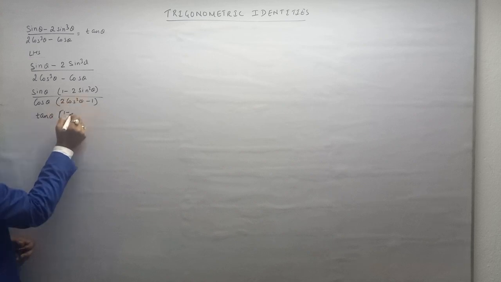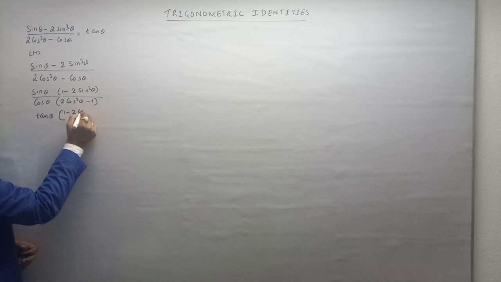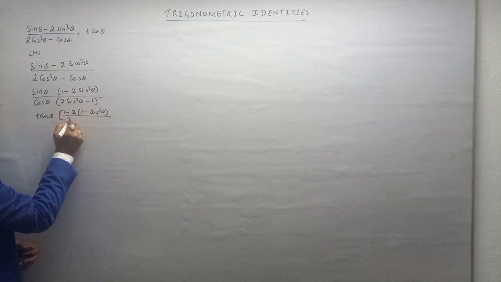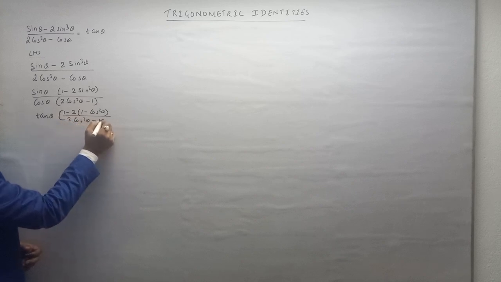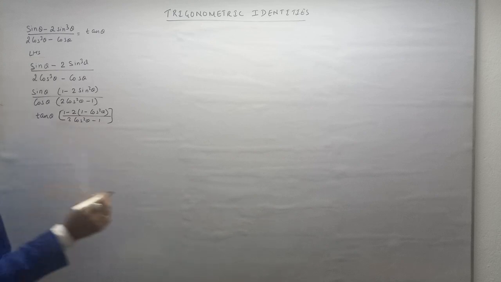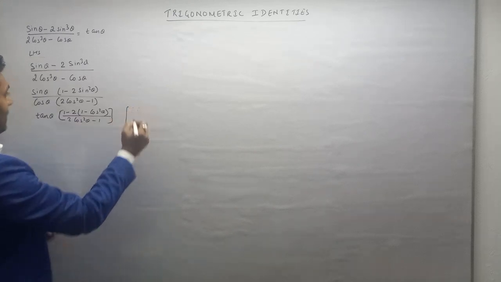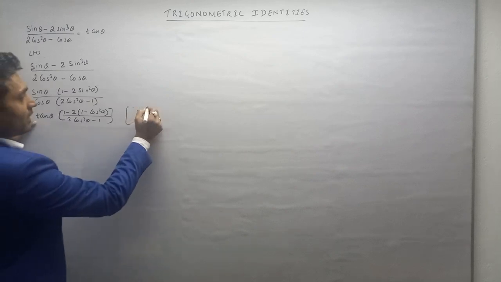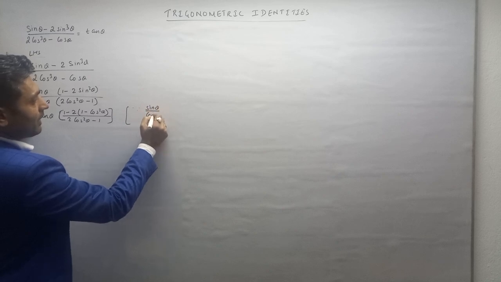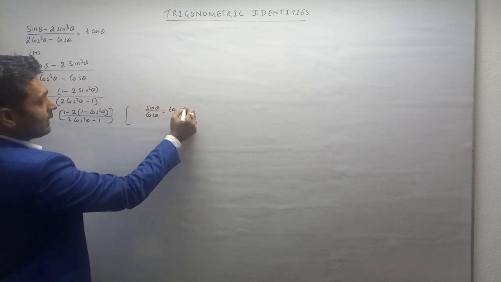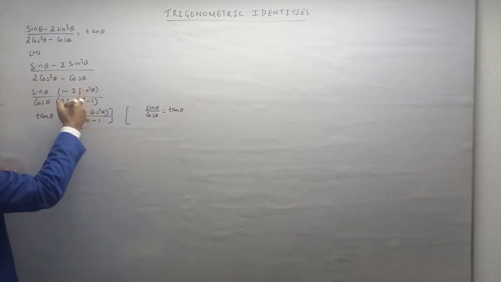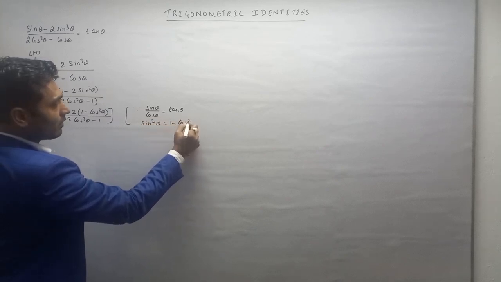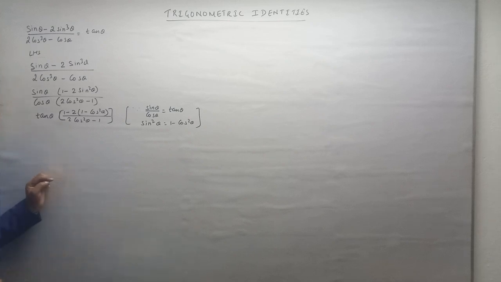You just check it out here. This is 1 minus 2. Instead of sine square theta, I can write 1 minus cos square theta, divided by 2 cos square theta minus 1. We'll write down the reason as well out here. For the first reason, sine by cos, I have written as tan. So we'll write here sine theta divided by cos theta is equal to tan theta. This is one reason. And instead of sine square theta, I have written 1 minus cos square theta. This is again the trigonometric identity.